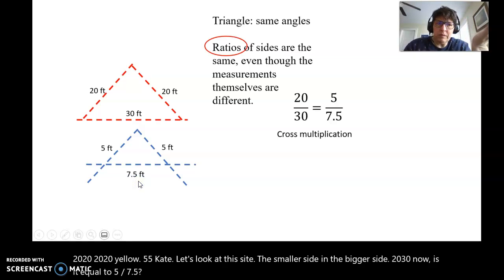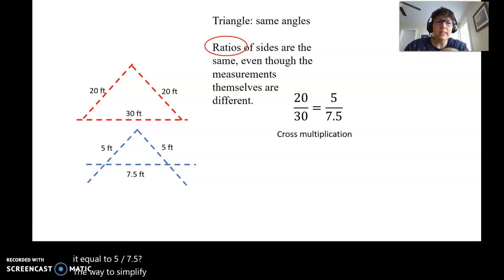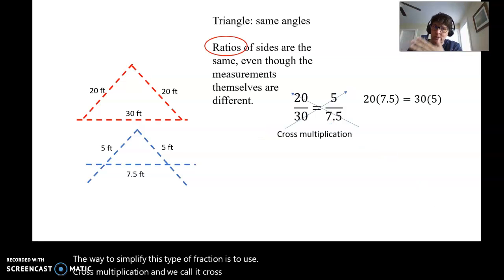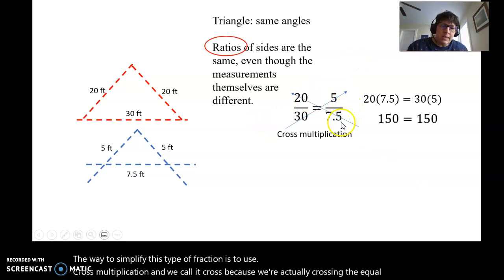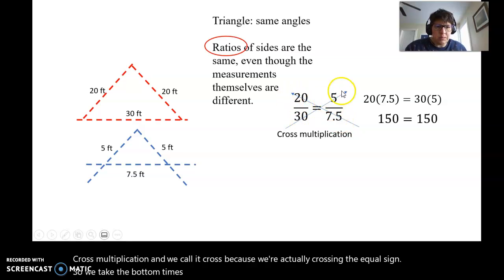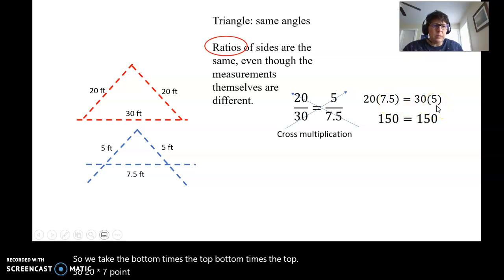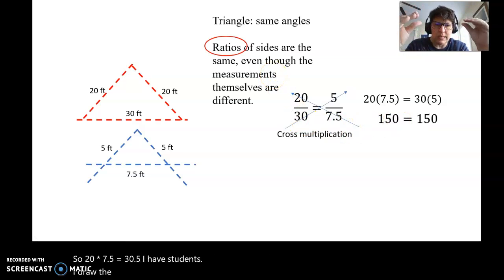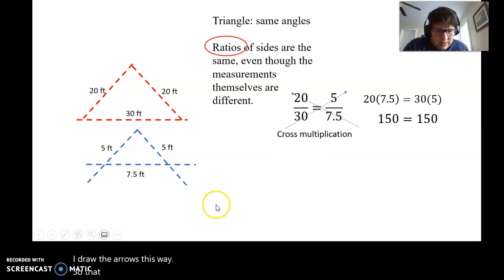The way to simplify this type of fraction is to use cross multiplication. And we call it cross because we are actually crossing the equal sign. So we take the bottom times the top, bottom times the top. So 20 times 7.5 equals 30 times 5. I draw the arrows this way so that you know that the 20 and the 7.5 end up on the left. The 30 times 5 ends up on the right.